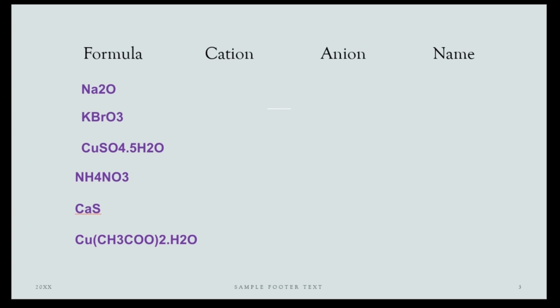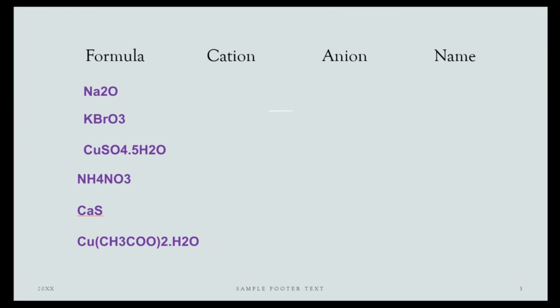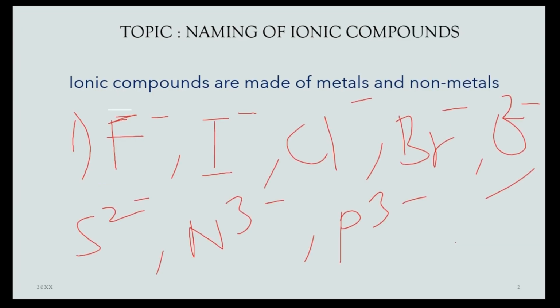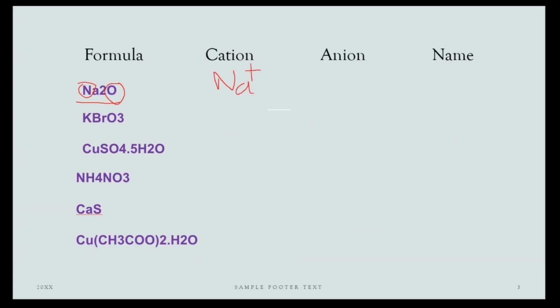Now let's learn how to name ionic compounds with the help of their formulas. Rule number 1: always identify your cation and anion from the formula. Let's try to name the first compound here. Here sodium, which is Na, is our cation, and oxygen, which is O, is our anion. Sodium has a 1 plus charge because it belongs to group 1A of the periodic table, and we can find the charge of oxygen from the previous slide, which is -2. So we will put -2 for oxygen.